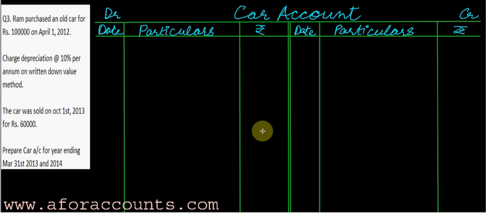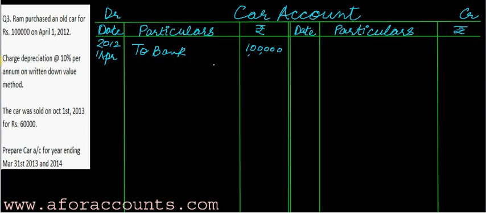Question number 3 on depreciation topic. Ram purchased an old car for rupees 1 lakh on 1st April 2012. So the entry will be car account debit to bank on 1st April 2012, 1 lakh.